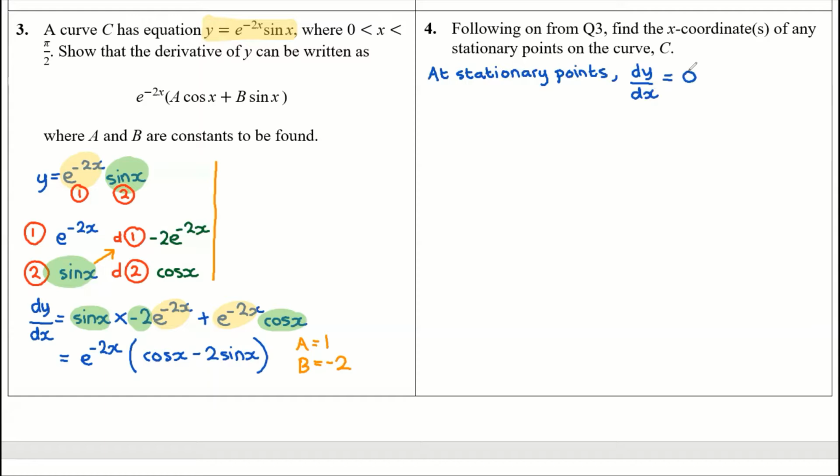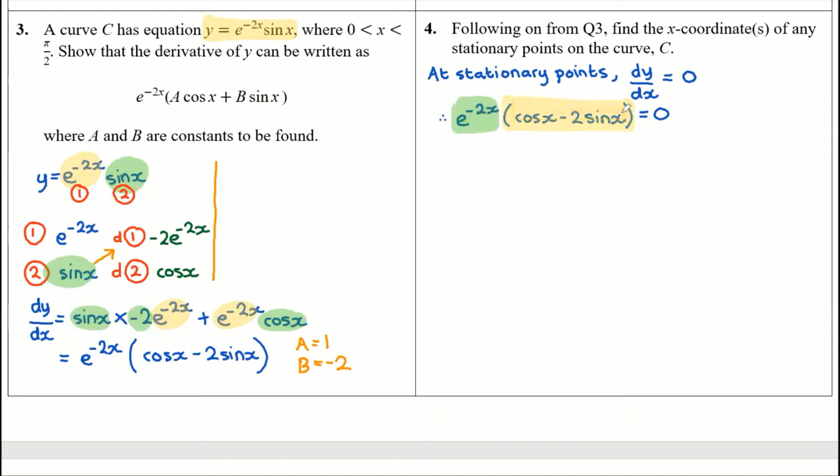Now then, what we have to do is set our derivative equal to 0. So therefore, e to the negative 2x multiplied by cosine x subtract 2 sine x all equals 0. So we have two key factors to consider here, literally factors. We've got either e to the negative 2x equals 0, or all of this bracket is equal to 0.